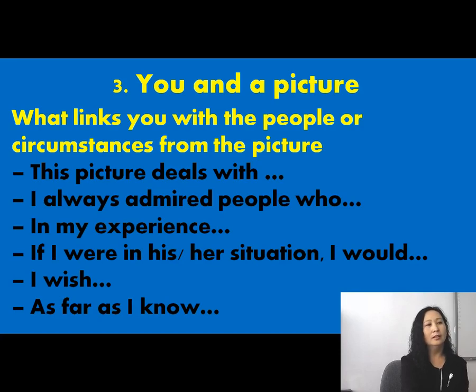And the last phase. At this stage, you can talk about the link with the people or circumstances from the picture, or the similarities or the differences. And the following phrases can help you. This picture deals with, I always admired people who, in my experience, if I were in his or her situation, I would, I wish, as far as I know.